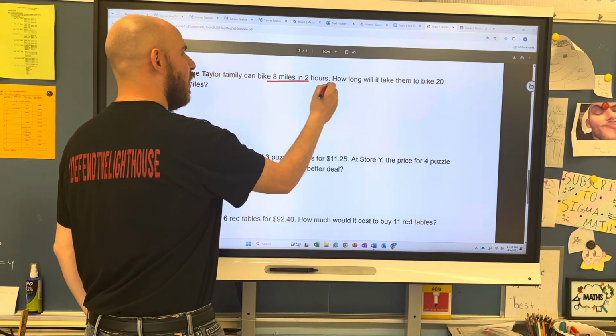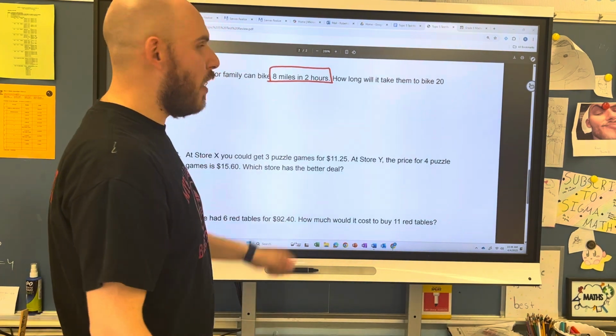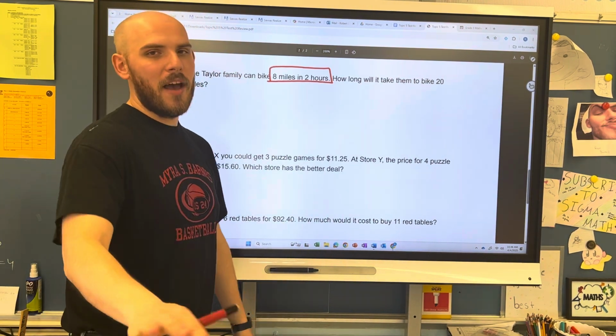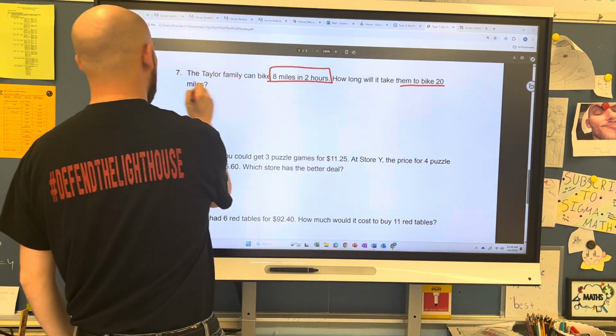The Taylor family can bike 8 miles in 2 hours. The whole family? Give me a break. What if there's a kid? They can also do 8 miles in 2 hours? I'm not buying it. Anyway, 8 miles in 2 hours. How long will it take them to bike 20 miles?